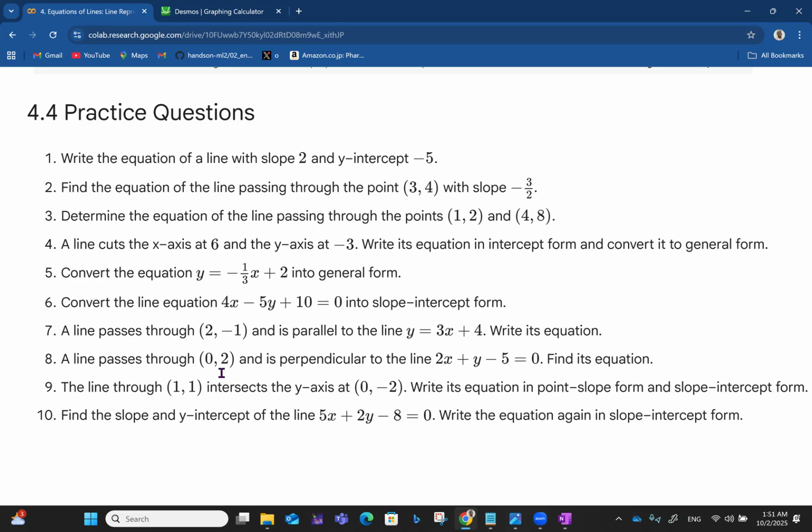So with this, I come to the end of this interesting video on equations of a line, talking about line representation, how to represent a straight line.